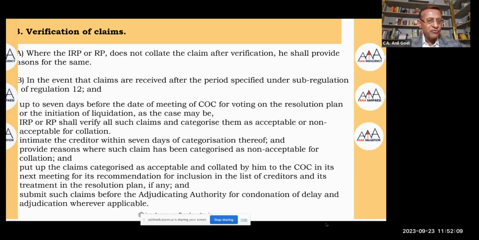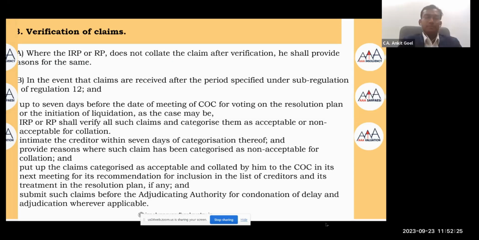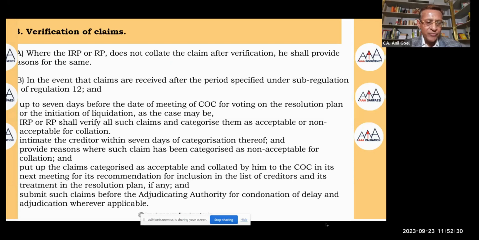So there is one confusion, Ankit. I'm still confused. If a claim is received, say, much before the issue of RFRP and the RP rejects that, then the claimant will file an application against the rejection. Yeah. But in case the claim is filed, say at the last moment, then the RP will file an application.